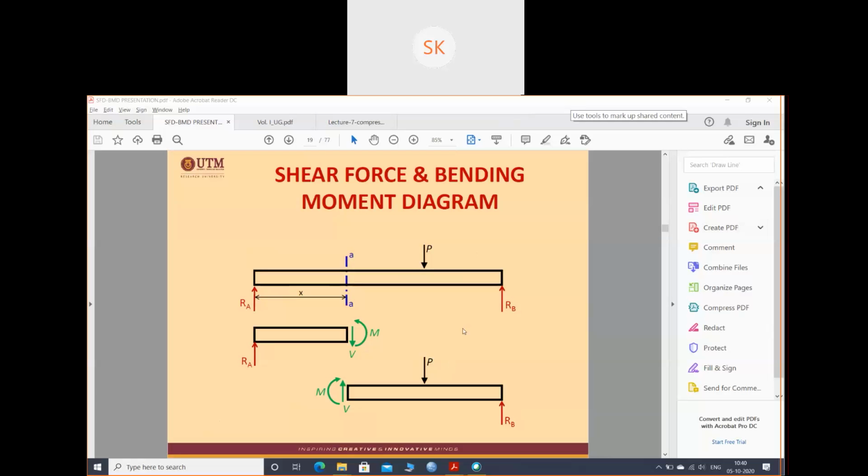So see, let me start again. This is the beam, a general beam. I need to find the moment and shear force at a cross section AA. So I'll divide the section. When I divide the section at this position, I'll get a shear force and moment, and in this section also, I'll get a shear force and moment.